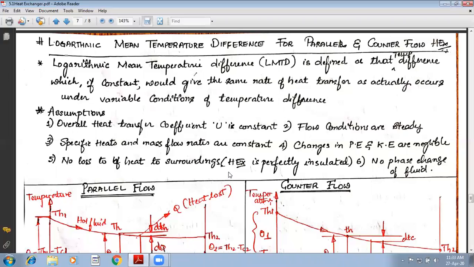Fifth assumption is no loss of heat to the surrounding. It means the heat exchangers are perfectly insulated. The last assumption is that no phase change of the fluid will occur.